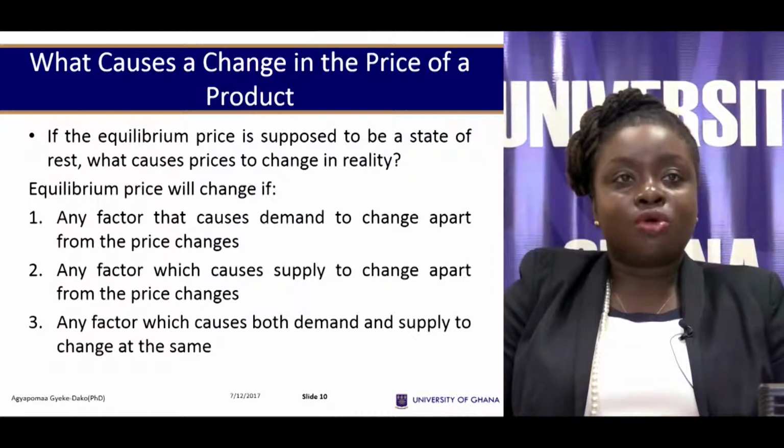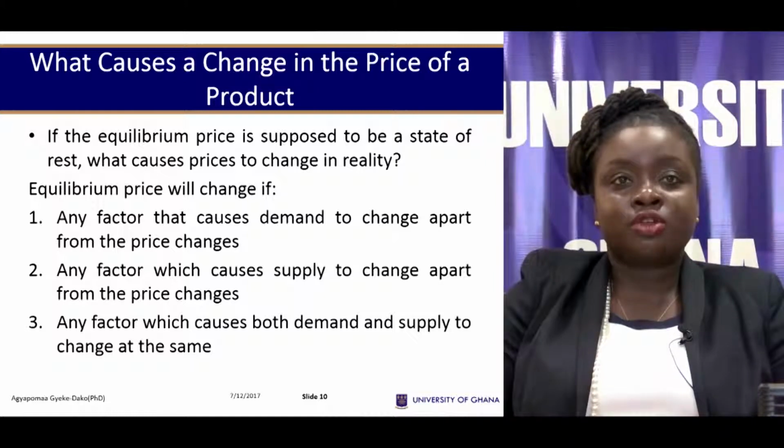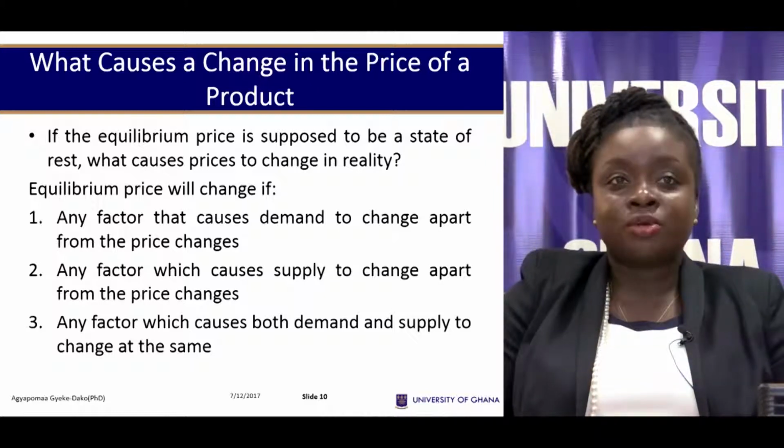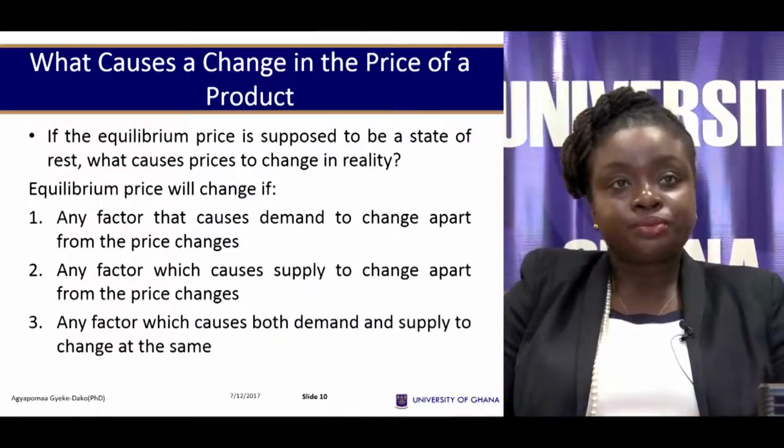Another thing that would cause price to change in the real world is any factor which causes supply to change apart from the own price of the product. So if we see technology changing, if we see the price of related products changing, and any other factor that influences the supply of the product apart from the own price of the product changing, then we would see that the equilibrium price would change and the equilibrium quantity might also change.